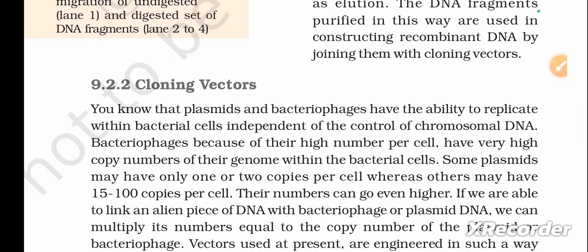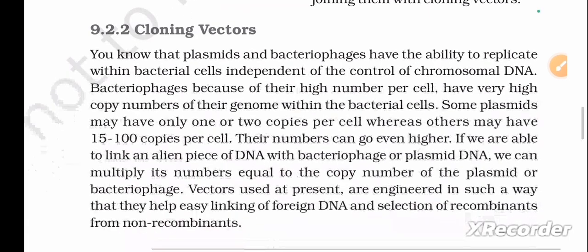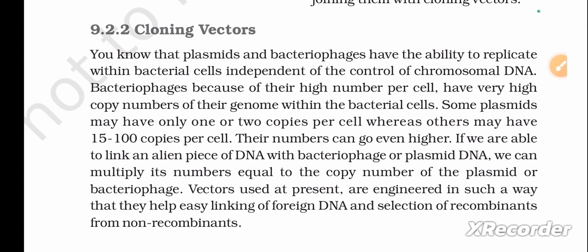Next, cloning vectors. You know that plasmids and bacteriophages have the ability to replicate within bacterial cells independent of the control of chromosomal DNA. Bacteriophages, because of their high number per cell, have a high copy number of their genome within the bacterial cells. Some plasmids may have only 1 or 2 copies per cell, whereas others may have 15 to 100 copies per cell. Their numbers can go even higher. If you are able to link an alien piece of DNA with bacteriophage or plasmid DNA, we can multiply its numbers equal to the copy number of the plasmid or bacteriophage.